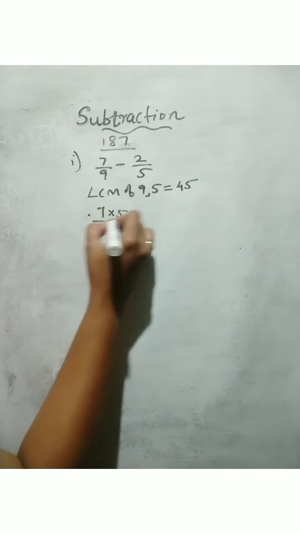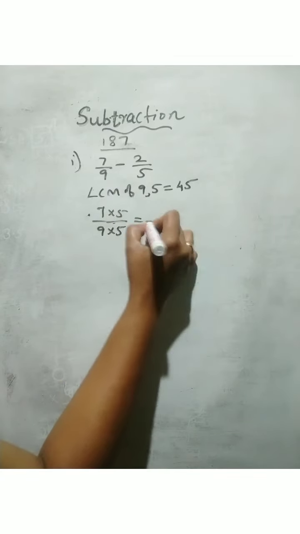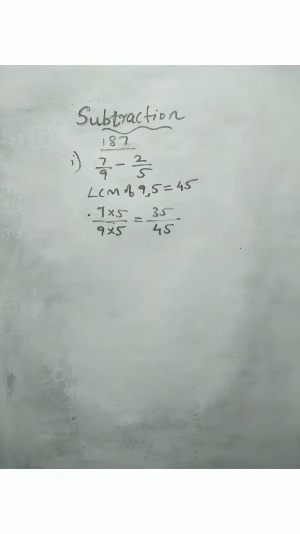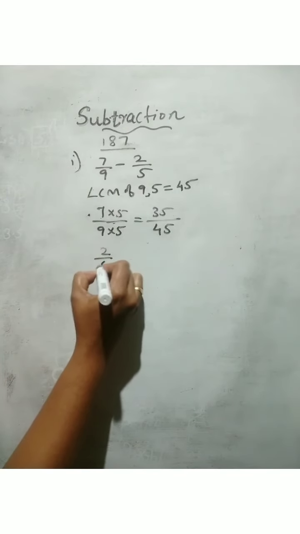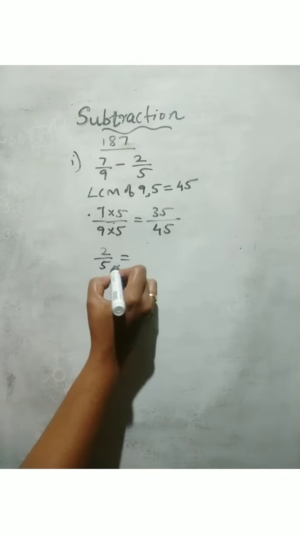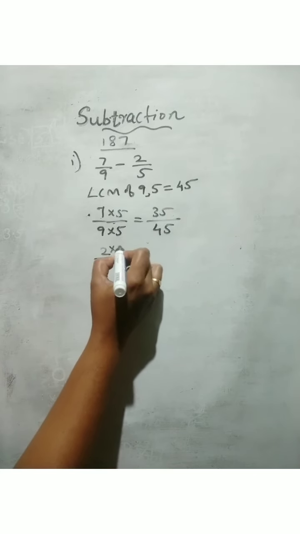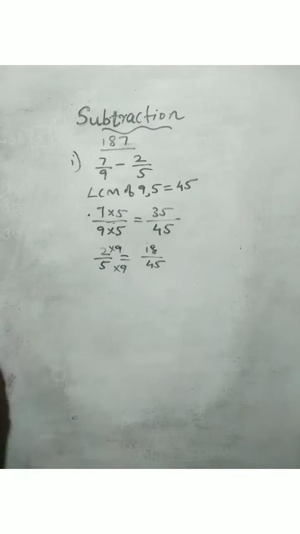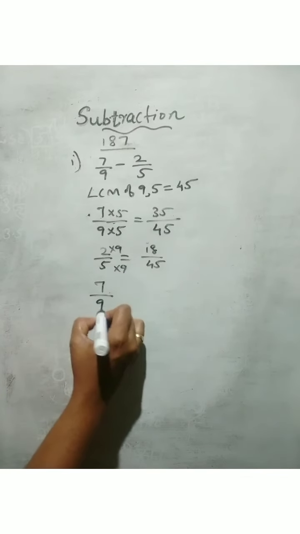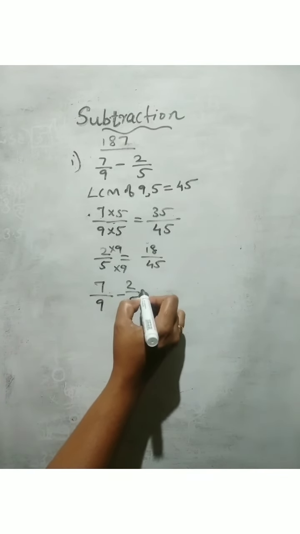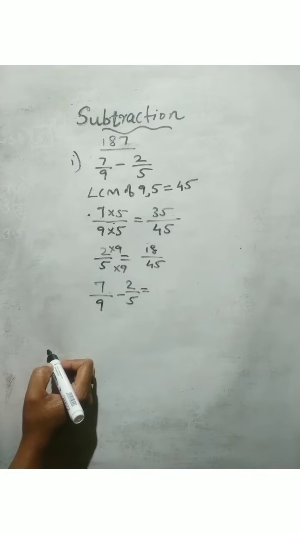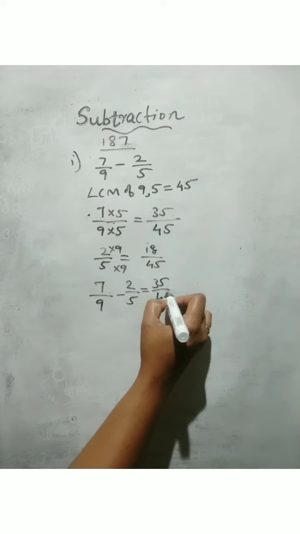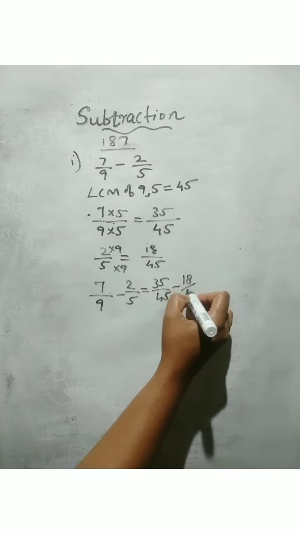Then 7 on 9 times 5, here also 5. Then 45, 35: 7 fives are 35, 9 fives are 45. Then instead of 2 on 5, that will be times 9, here also times 9, 18 on 45. Then 7 on 9 minus 2 on 5 is equal to 35 on 45 minus 18 on 45.